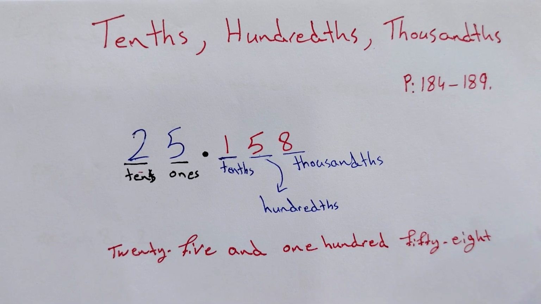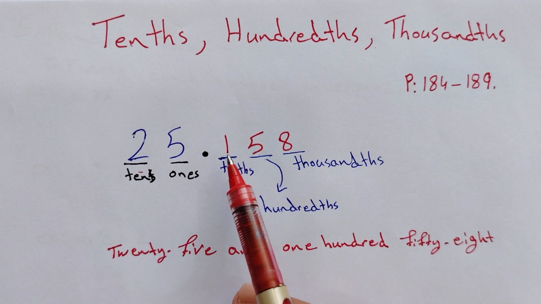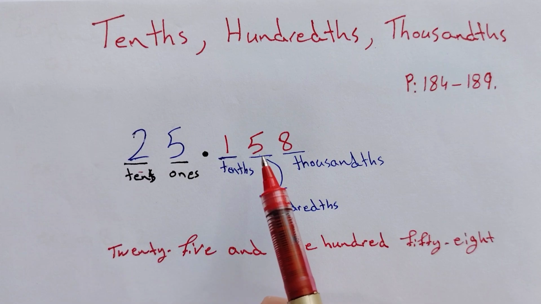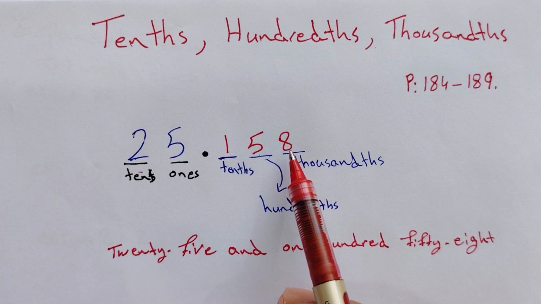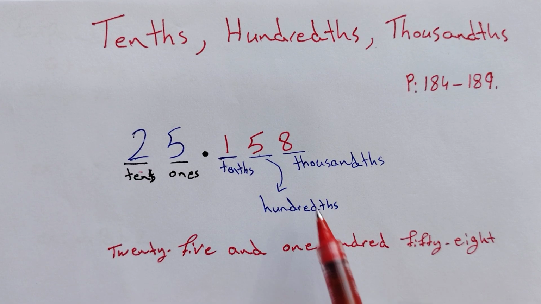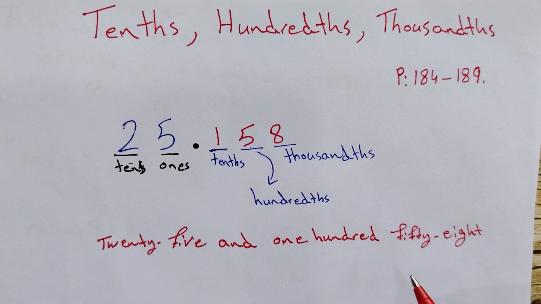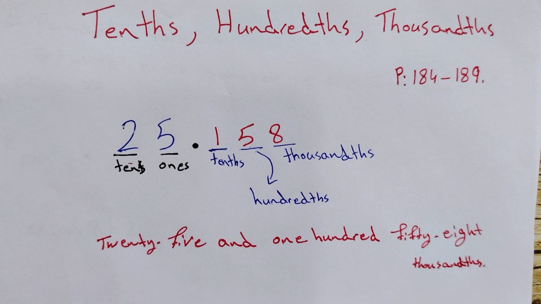Then last but not least, we read the last digit's place value. Which digit is the last digit? Is it the 1? No. Is it the 5? No. Is it the 8? Yes. We don't have anything else after the 8 for now. So the 8 is the last digit. Which place value is the 8 in? Thousandths. So we say 25 and 158 thousandths. This will be the word form for it.